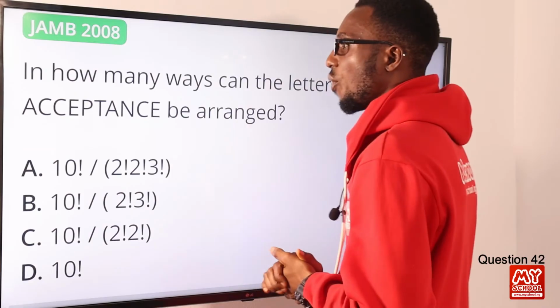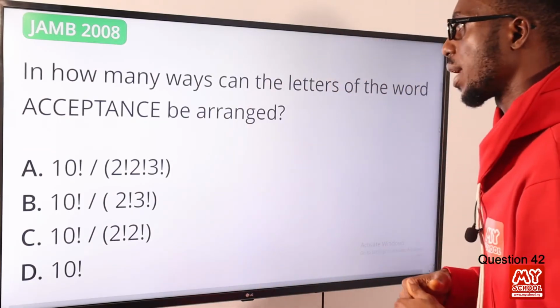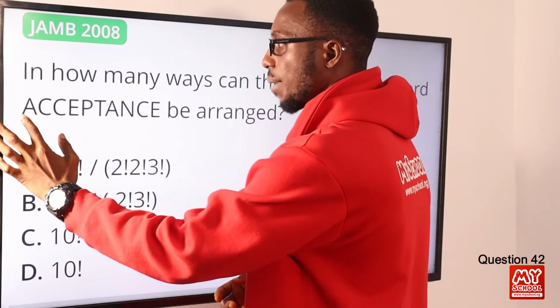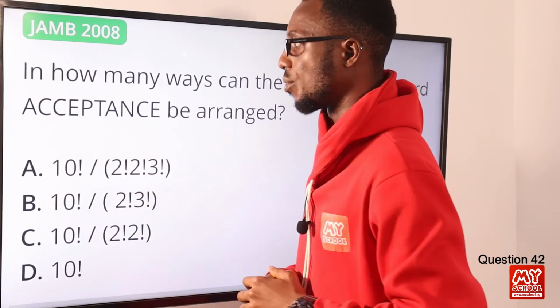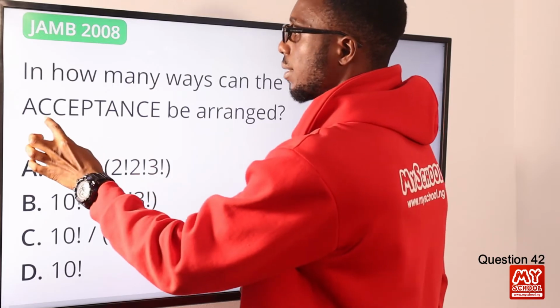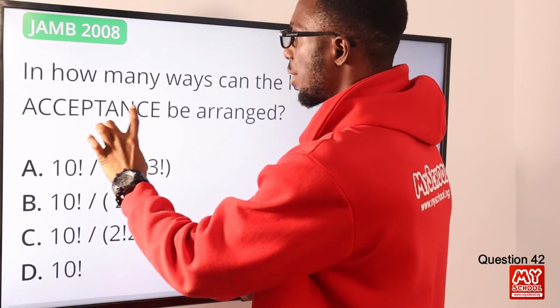That's a constant. Okay, so we have repeated letters, right? So we have letter A repeated how many times? 1, 2. So that is 2 factorial. Okay, the next letter again, that's C. 1, 2, 3.